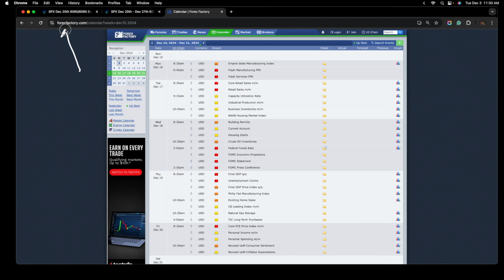I use Forex Factory whenever I'm checking out the economic calendar. You can just jump ahead and click the week. So this is the week we are inquiring about. This is December 20th. This is the economic calendar for the US for that week. And as we can already see right here, on Wednesday at 2 p.m. is our next FOMC announcement.